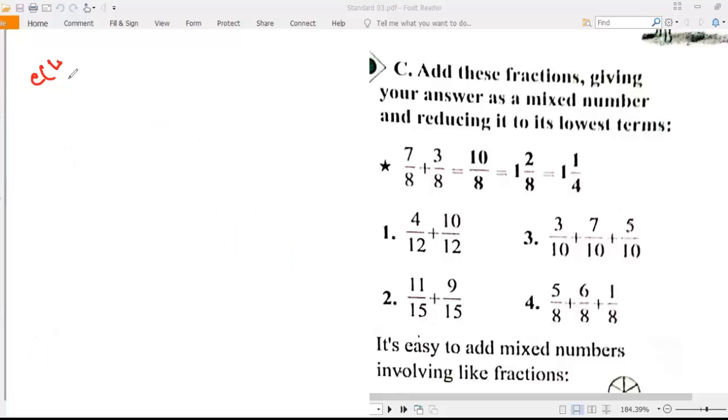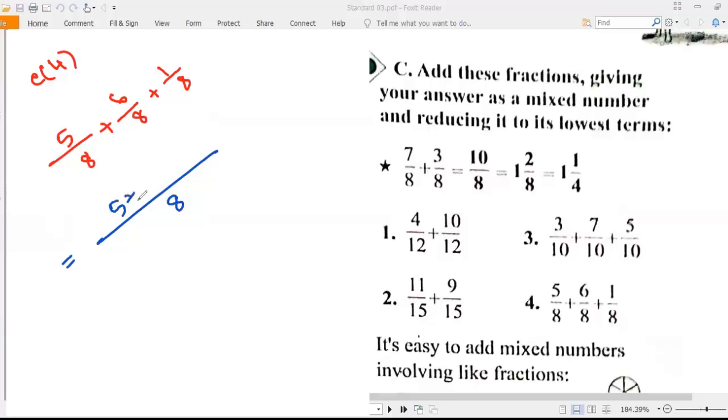Now C4. C4 says 5 by 8 plus 6 divided by 8 plus 1 by 8. So we have to add them. So how can we add? Look, every denominator is the same. So the denominator will be 8. Now we have to just add the numerators. 5 plus 6 plus 1. 5 plus 1 is 6, 6 plus 6 is 12. So 12 divided by 8.